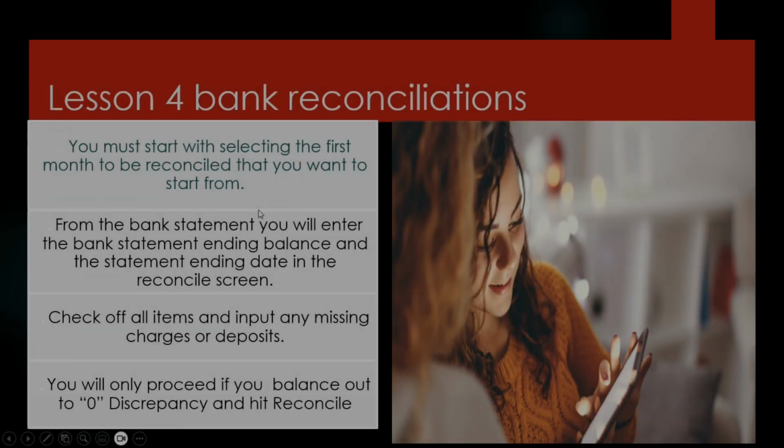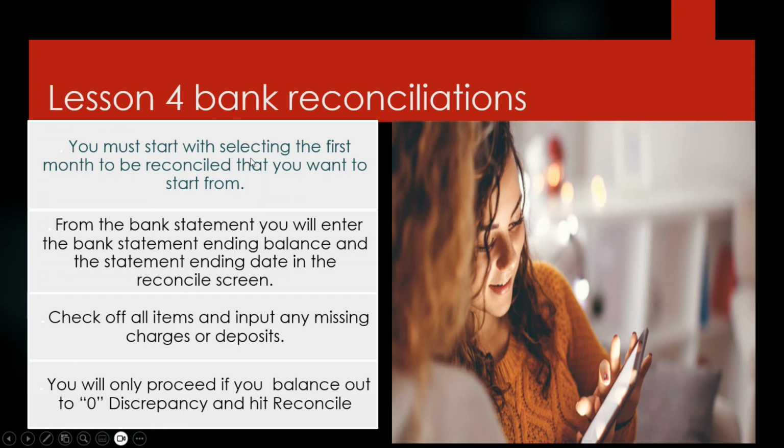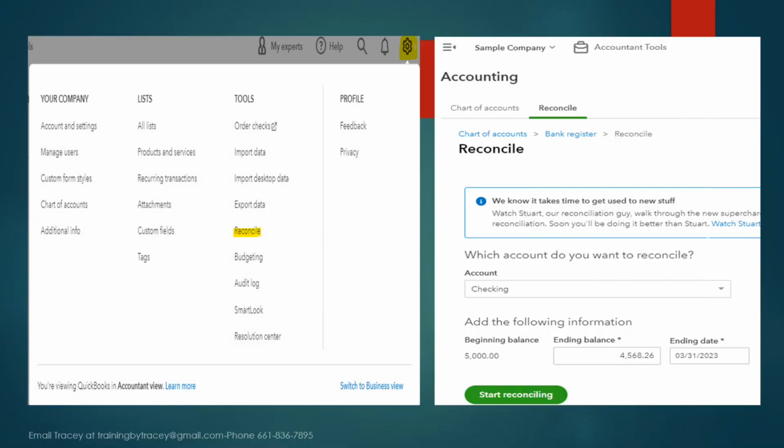Lesson 4, Bank Reconciliations. You must start with selecting the first month to be reconciled that you want to start from. So if you're going to start from the beginning of your fiscal or calendar year, let's just say January, right? You want to start with your January statement. From the bank statement, you are going to enter your ending balances, check off all your items such as your income and expenses, and then in order to proceed, you'll need to come to zero. This is what balances you out.